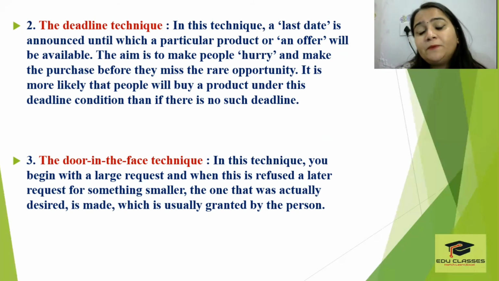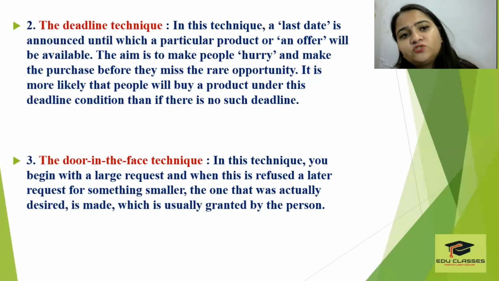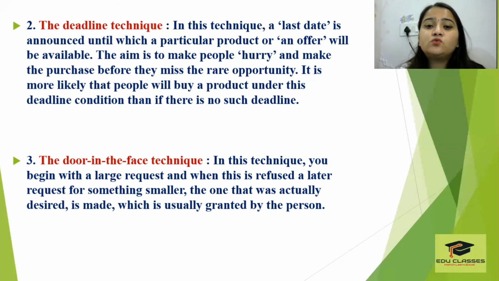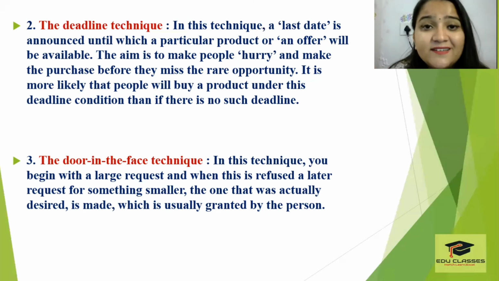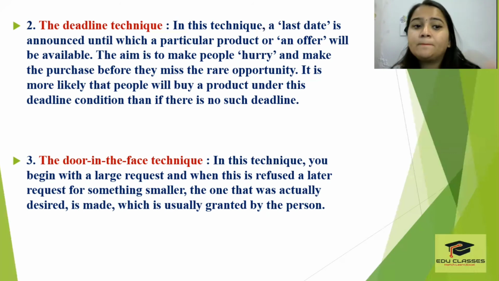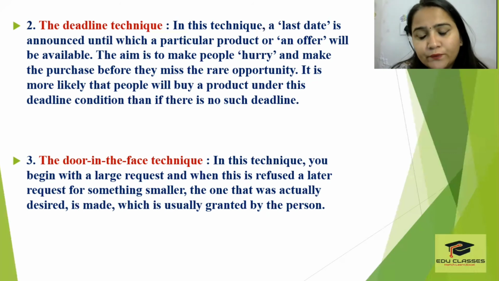So the aim is to make people hurry. It's basically to hurry your behavior to buy and make the purchase before they miss the rare opportunity. It is more likely that people will buy a product under this deadline condition than if there is no such deadline. If you have only written 50% off, people will buy, but the chances of most of the people buying will be lesser. If you write 50% off till 31st December, the chances of people hurrying up to buy increases. So that is another technique which makes us comply with what somebody wishes.